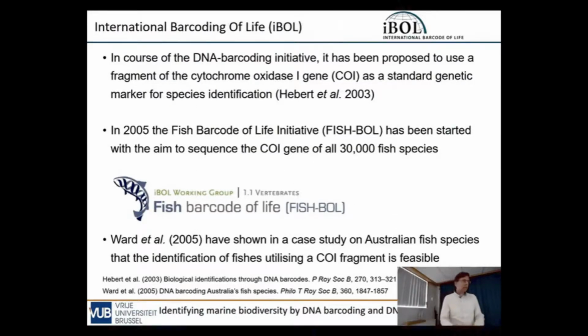So this was initiated in 2003 in a publication by Hebert et al., who showed that CO1 could be used as a standard marker. And then in 2005, an initiative started to barcode all fish species, which are about 30,000, in the Barcode of Life initiative, the Fish Barcode of Life. And then the first publication showing that this works for fish was by Ward et al., working on Australian fish species, showing that CO1, a short fragment of only 650 base pairs, and sometimes even shorter, is feasible to identify different fish species.